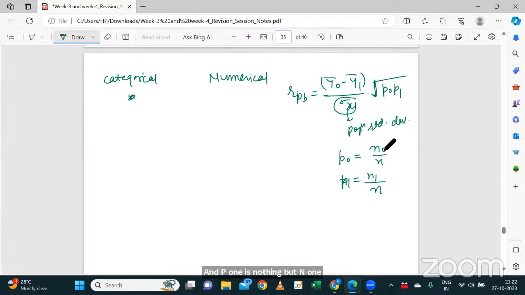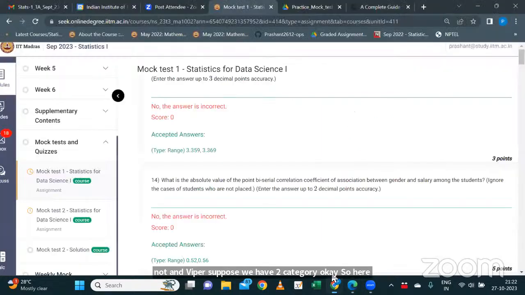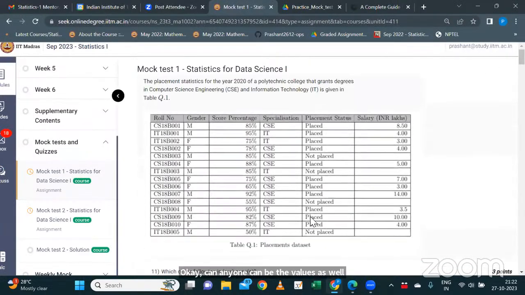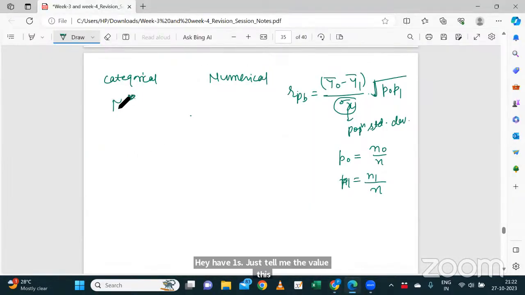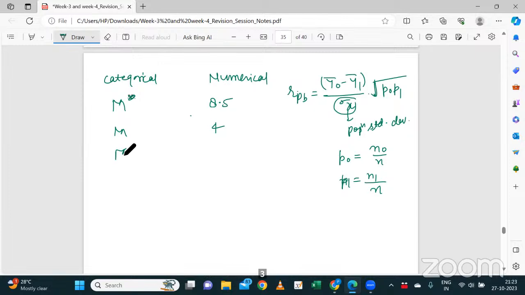What is the meaning of y bar 0 and y bar 1? Suppose we have two categories. Can anyone tell me the values? First one is male, then what is the numerical value? 8.5. See, don't make mistakes, please. Then male 4, then female 3, male 14, male 3.